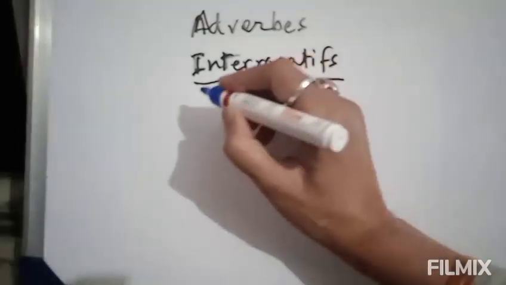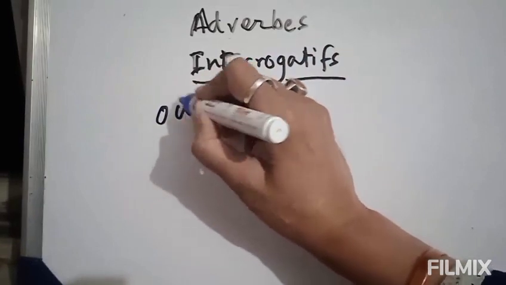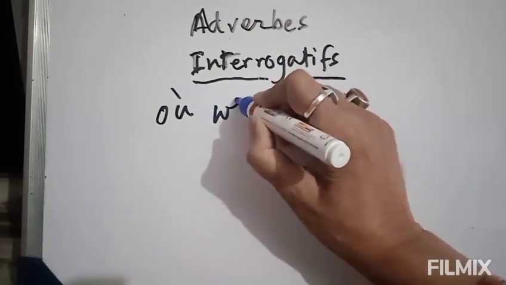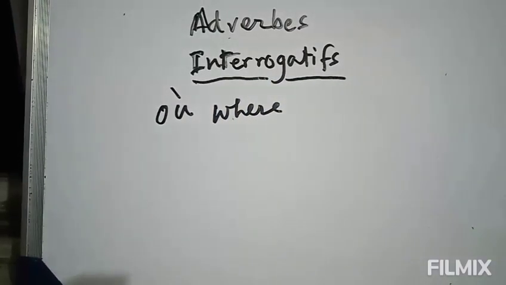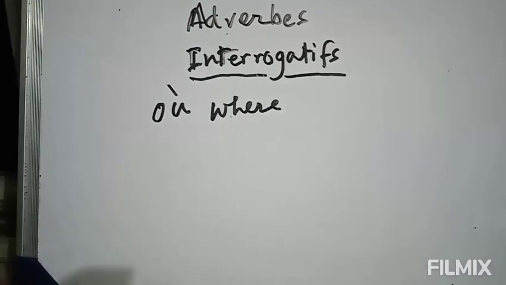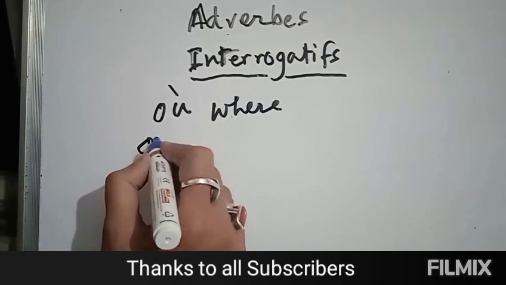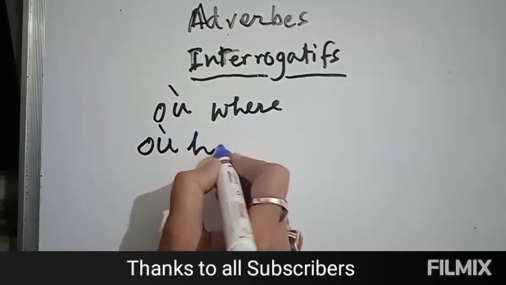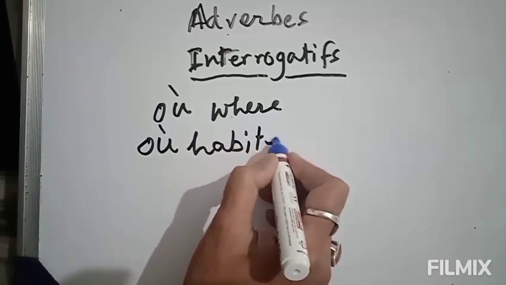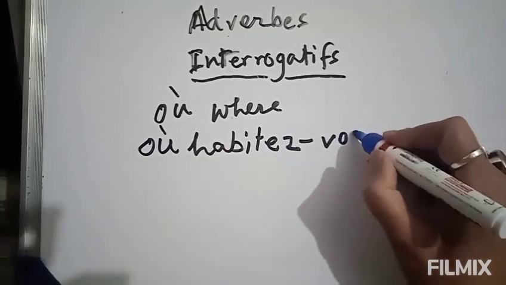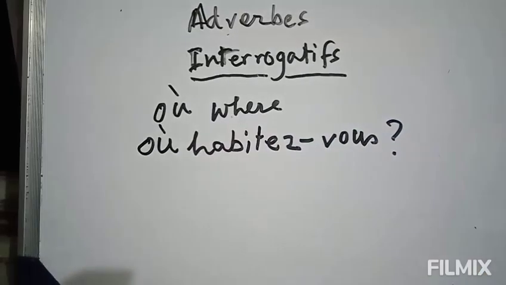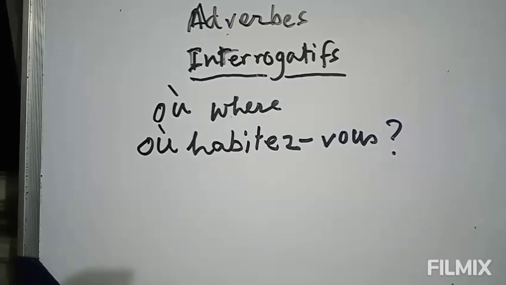First interrogative adverb I will be showing you: où. Où, the English meaning is where. I am showing you an example. From this example it will be more clear how it is used. Où habitez-vous? This is an interrogative sentence. This is one way of making an interrogation. Où habitez-vous? Its English meaning is where do you live.